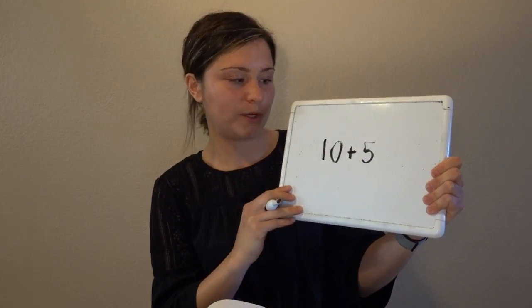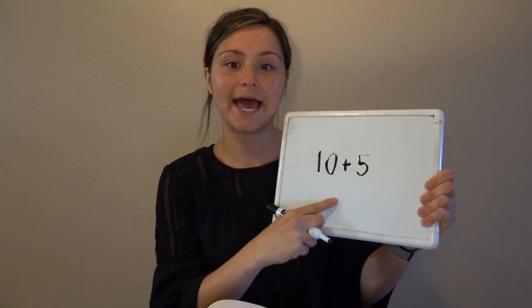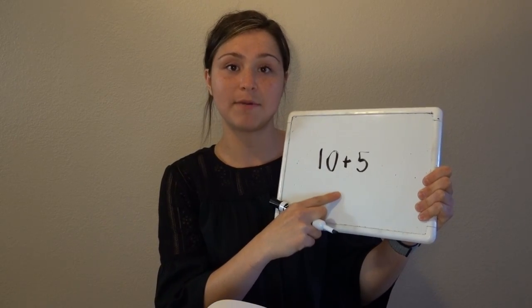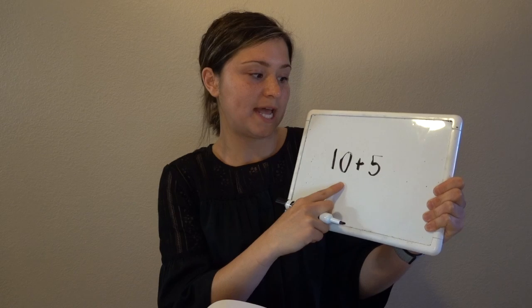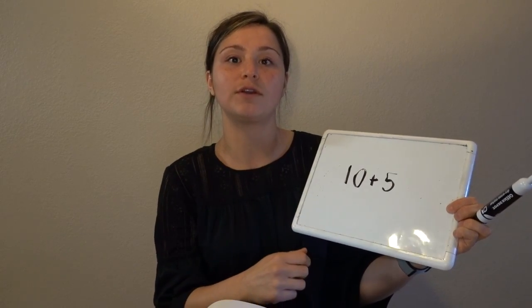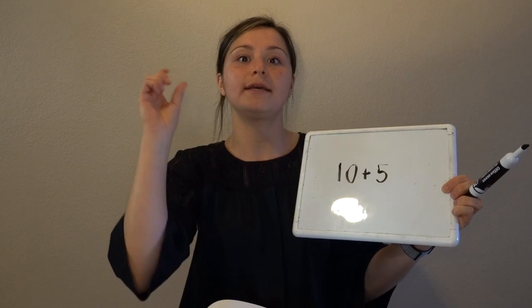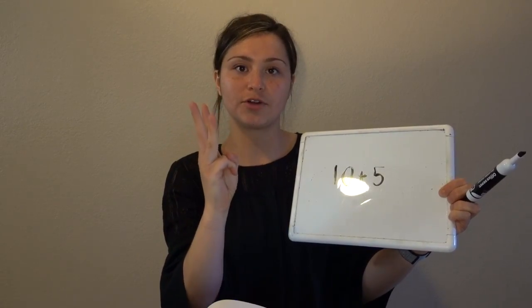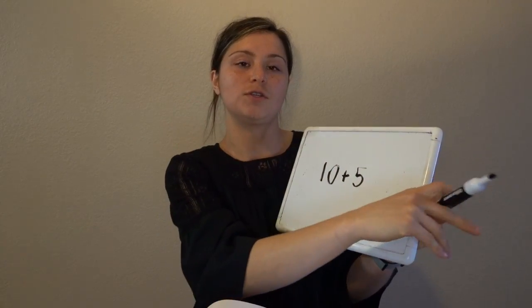All right, so our equation was 10 plus 5. 10 is a multiple, or a landmark number, it's a multiple of 10. So 10 plus 5 would be our teen number. 10 with 5 more. If you needed to, you could have counted on, doing 10, 11, 12, 13, 14, 15. So this is a warm-up.